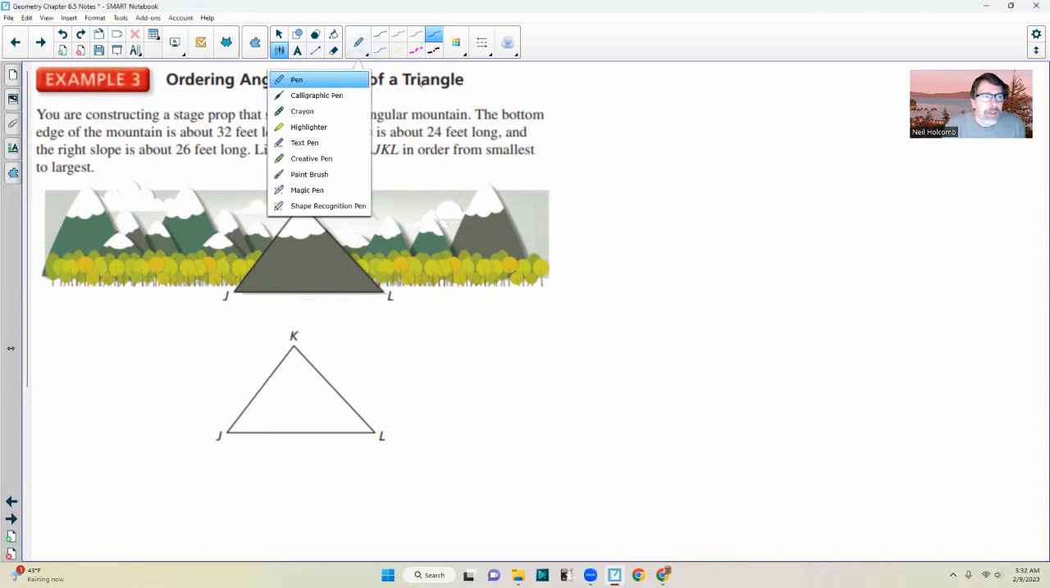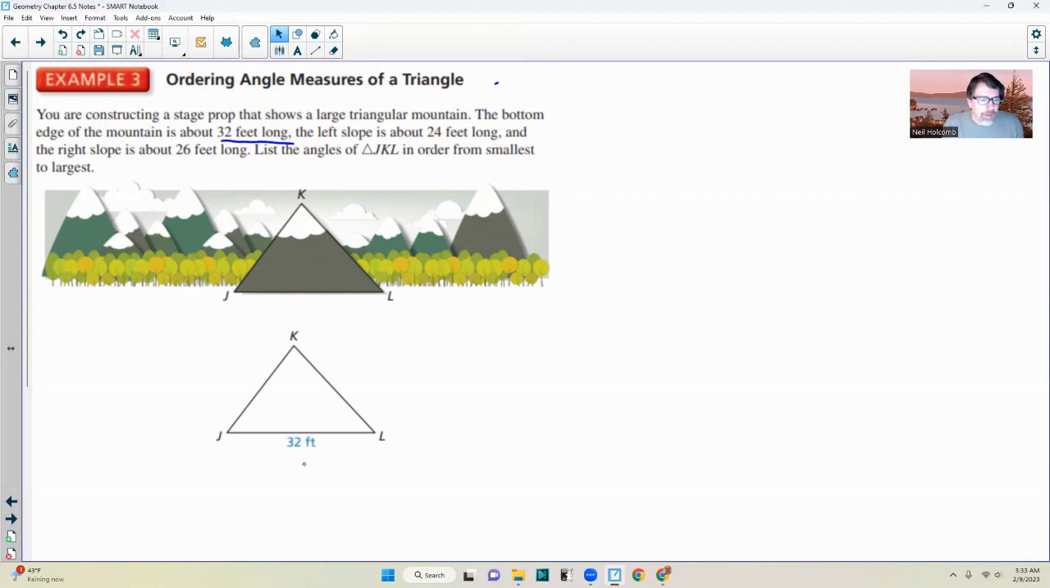Okay, it says you are constructing a stage prop that shows a large triangular mountain. So this is for a stage. The bottom edge of the mountain is about 32 feet long. The left slope is about 24 feet long, so that's over here. And the right slope is about 26 feet long, so that's the right slope. So there it is, marked up. Base 32 feet, left slope 24, and the right slope 26 feet.